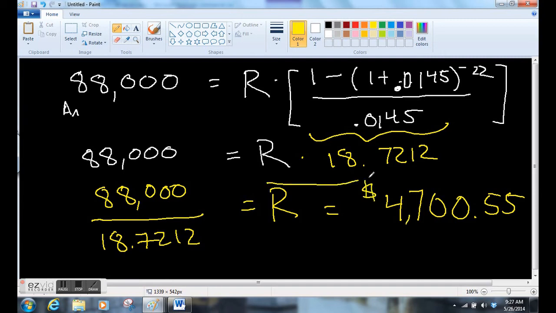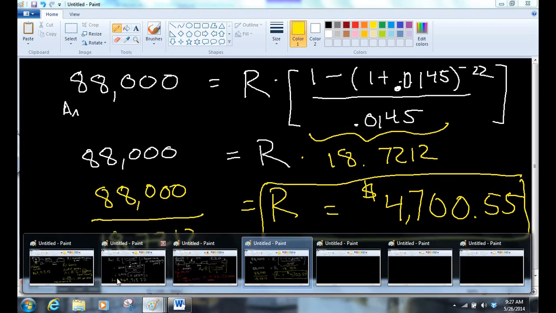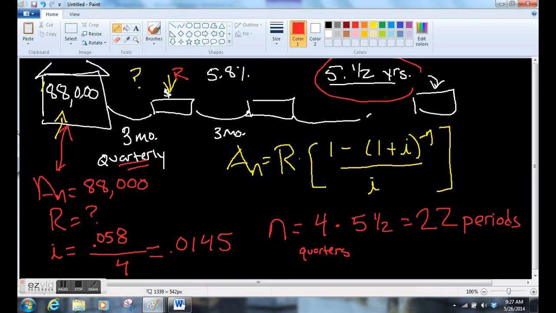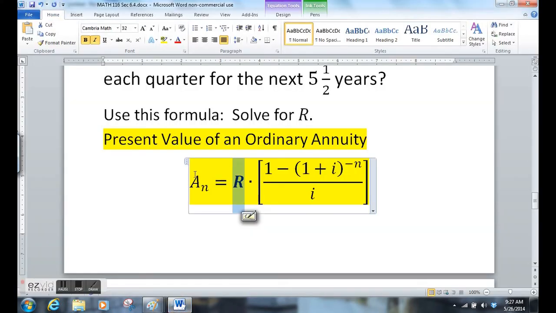4700.55. So what does this mean? This means that if you, or better yet someone else, put in $88,000 every 3 months, so every quarter, you're going to get a little check for $4,700 and some change. So yay, that's nice.